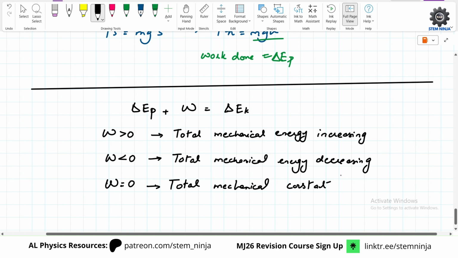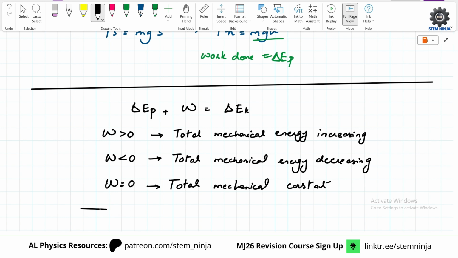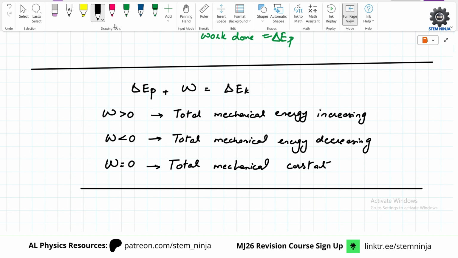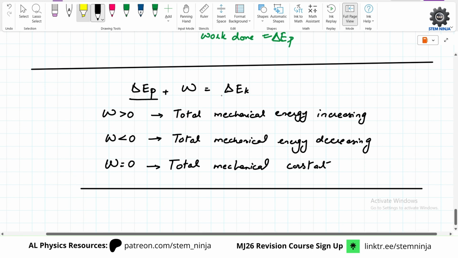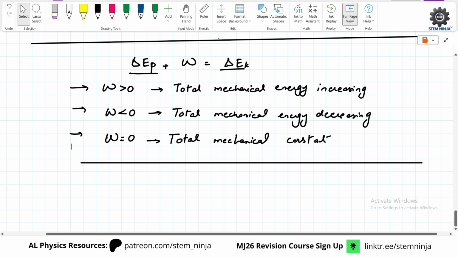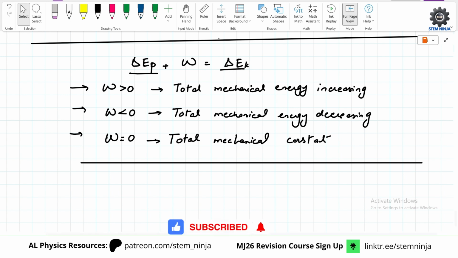And that's all you have to remember. The sign conventions obviously are important for change in potential and change in kinetic, but if you remember how to deal with these, you can do the work power energy topic from A-level math mechanics and the physics mechanics also.